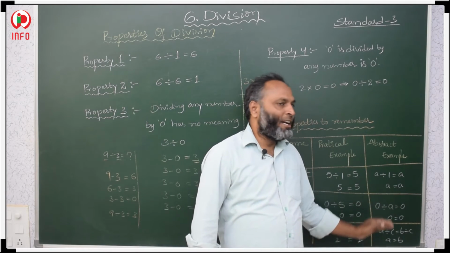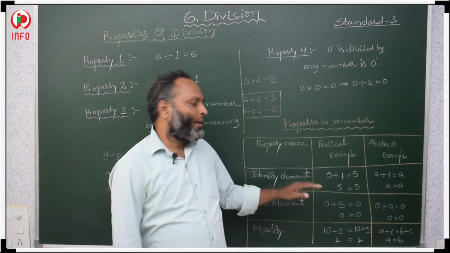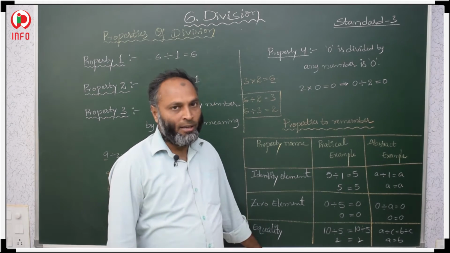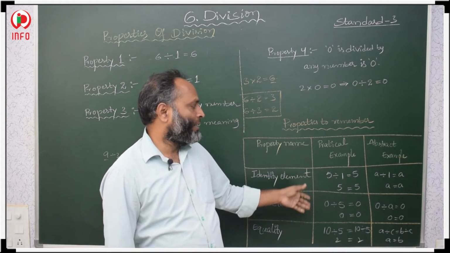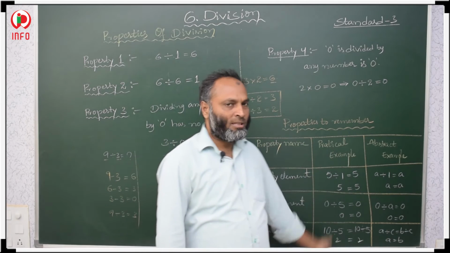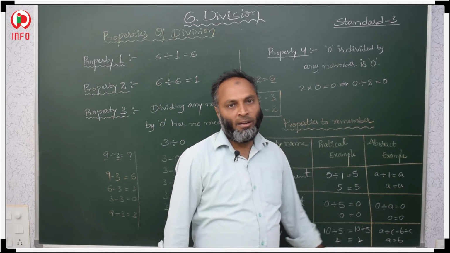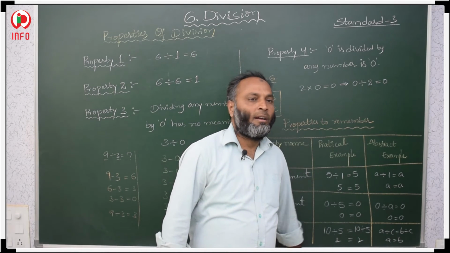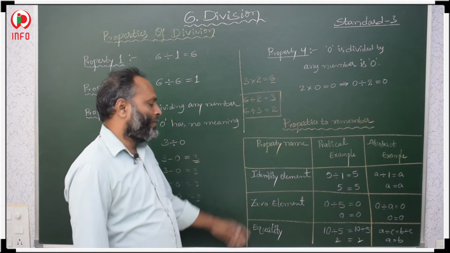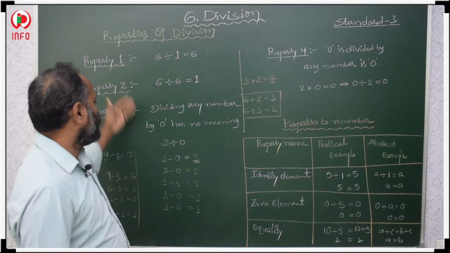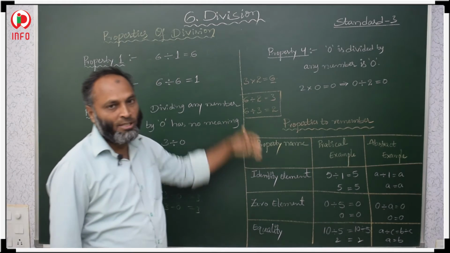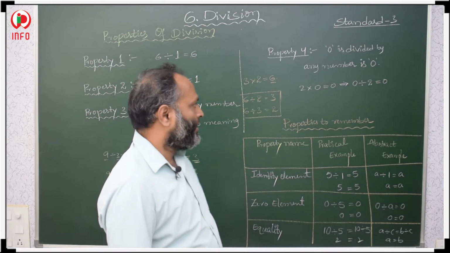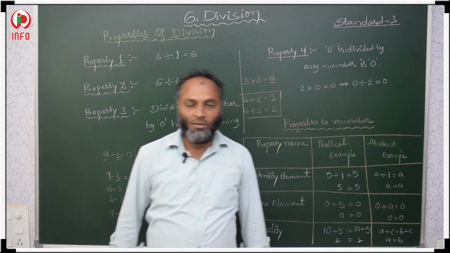So, identity property, zero element, and after that equality. This is given in tabular form. So remember this equality and identity, and also the last one, zero element. Here 4 properties are there. What are the properties? Same number divided by same number is 1. This is missing in the table. Okay, so all these properties you have to remember.